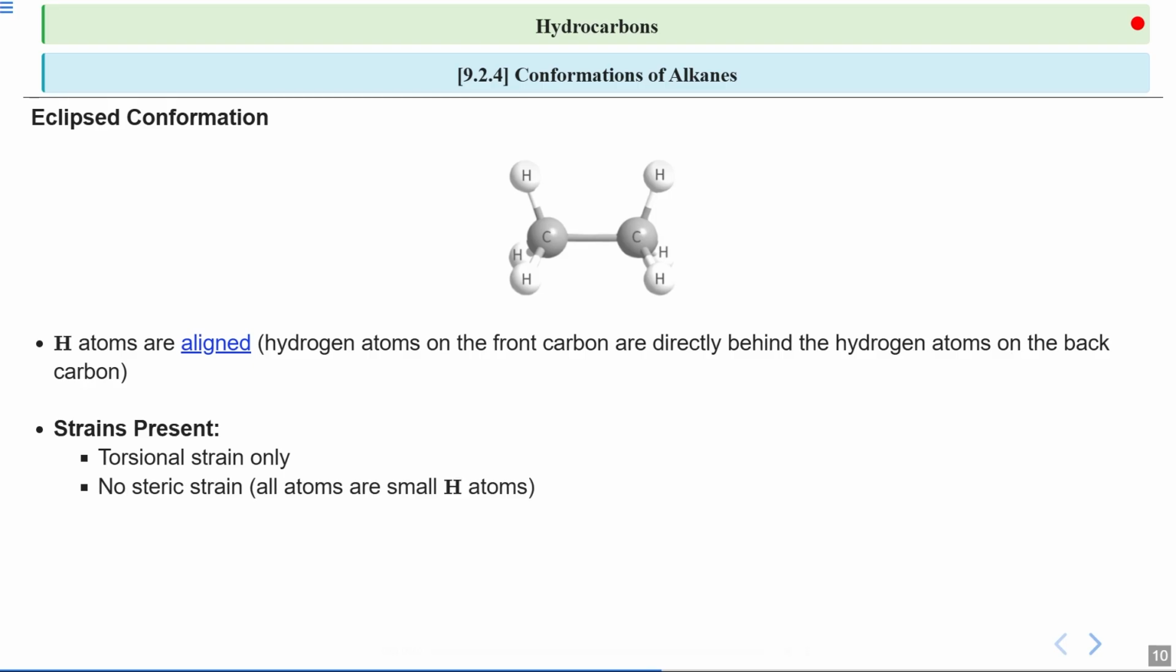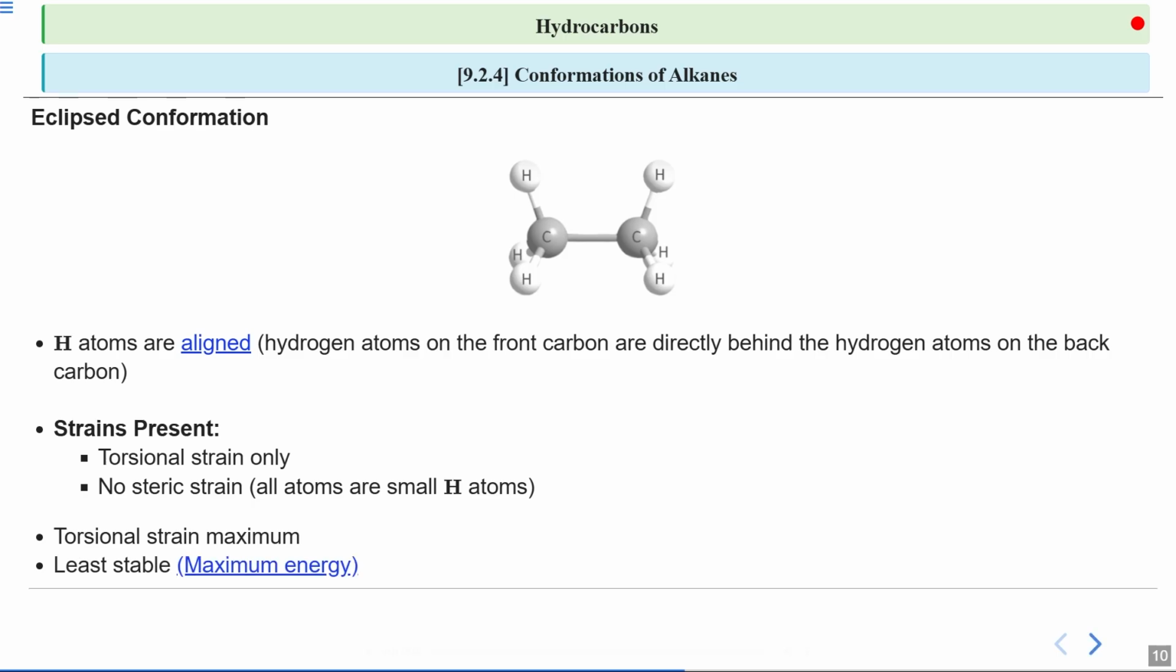There is no steric strain in this conformation because steric strain usually happens when larger atoms or groups are close to each other. But since we have only small hydrogen atoms, that is not an issue at all. Now we learn that the maximum torsional strain is found in the eclipsed conformation. Remember this. So this means that the molecule is under a lot of stress during the alignment of the molecule in the eclipsed conformation.